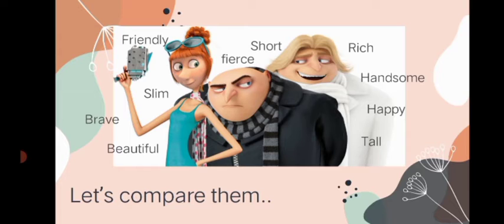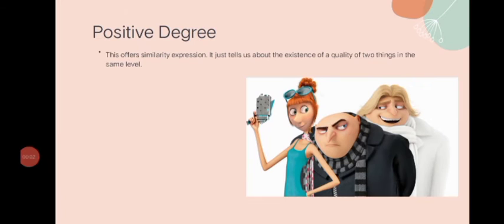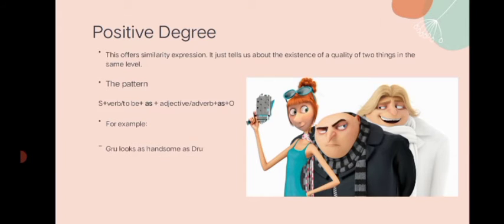Based on all those vocabularies, we can compare them with three degrees of comparison. The first level of comparison degree is the positive one. This expresses similarity. It just tells us about the existence of a quality of two things at the same level. You can see the pattern: subject plus verb or to be plus as plus adjective or adverb plus as plus object. For example, you may say, Gru looks as handsome as Drew.